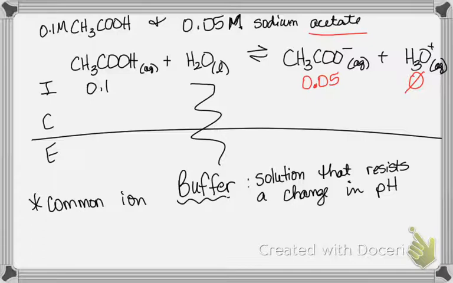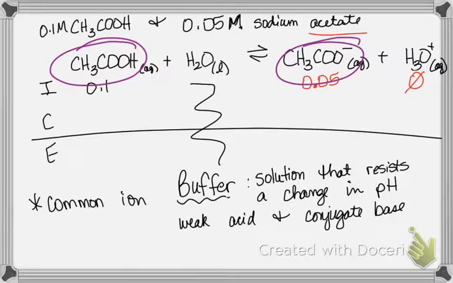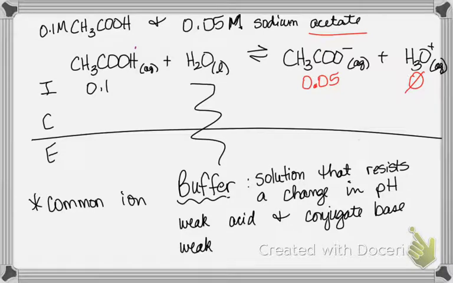And so how you make a buffer, if you have a weak acid and its conjugate base, that makes a buffer. That's what we have here in this example. We've got a weak acid and its conjugate base present. Another way to make a buffer is with a weak base and its conjugate acid. And those are the only two ways we're going to examine right now, making buffers with weak stuff.